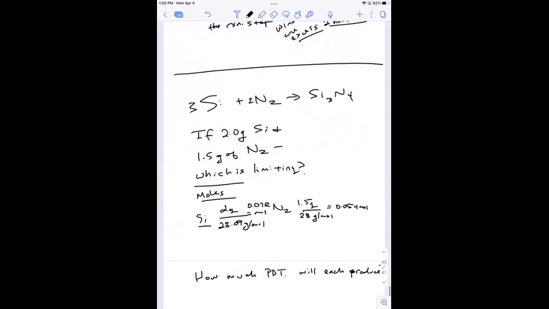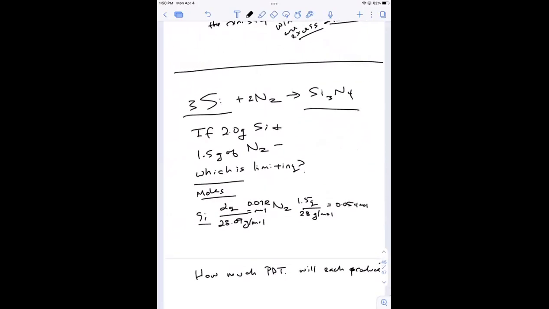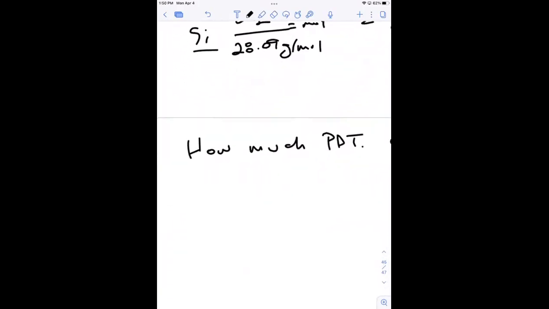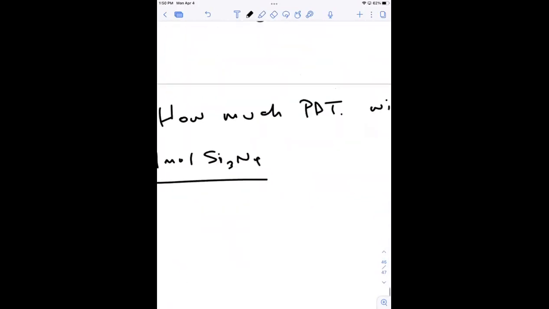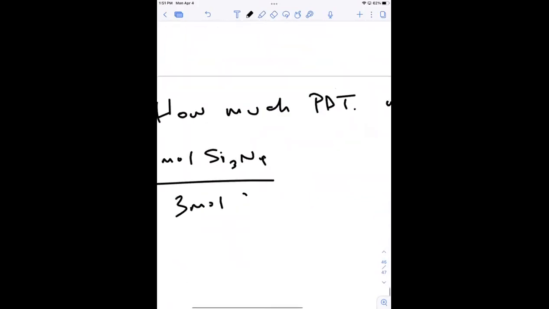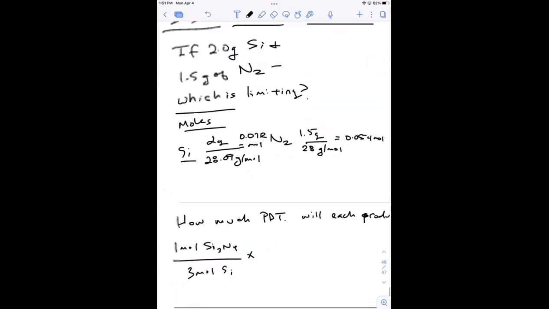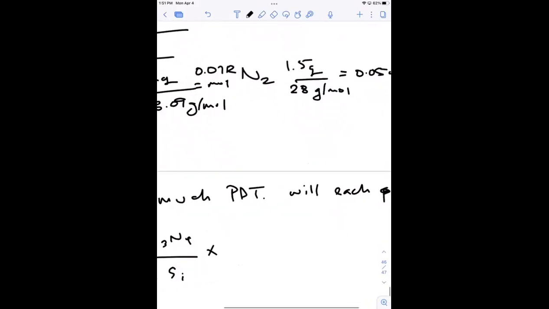We know the relationship between silicon and the product is 3:1. The relationship between nitrogen and the product is 2:1. And we want product on top. So for silicon, it's going to be 1 mole of Si3N4 divided by 3 moles of silicon. You want to get rid of that, times the amount of silicon in moles, which is 0.0712.